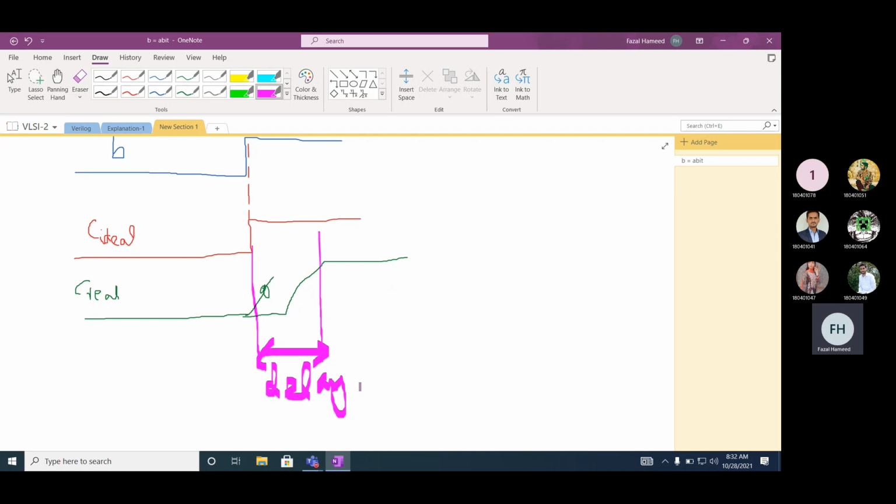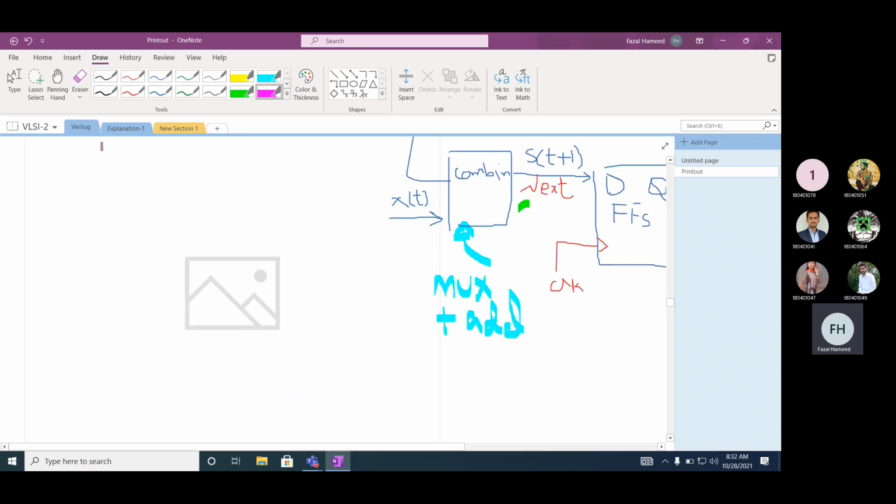These delays can be reduced using various factors, and we will study this in more and more detail. We can increase the size of the transistor. We can use a larger size transistor. A lot of techniques are used to reduce the delay. We will study this in more detail later. But conceptually speaking, each gate will have some delay.